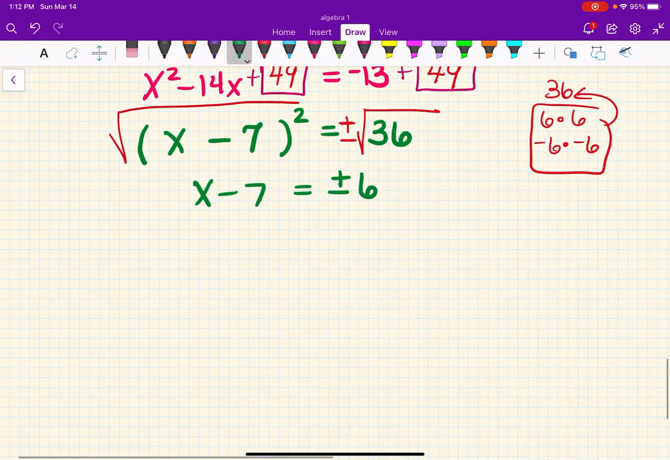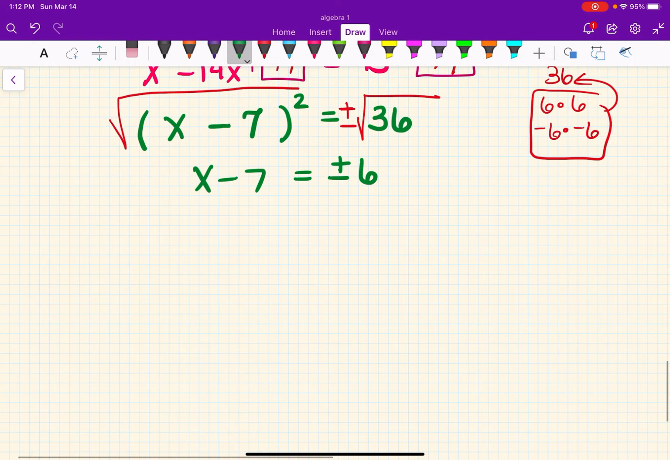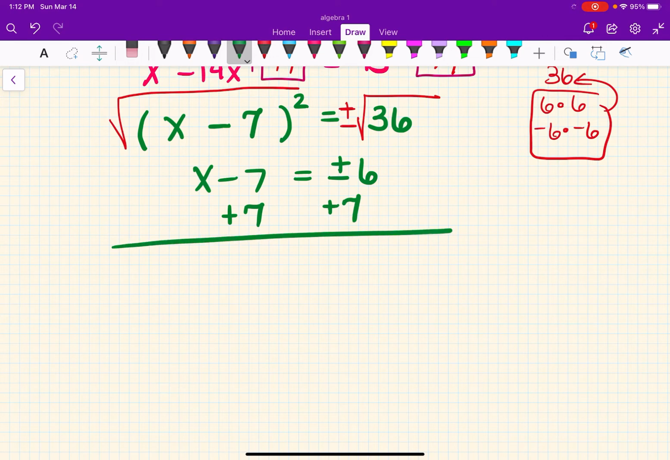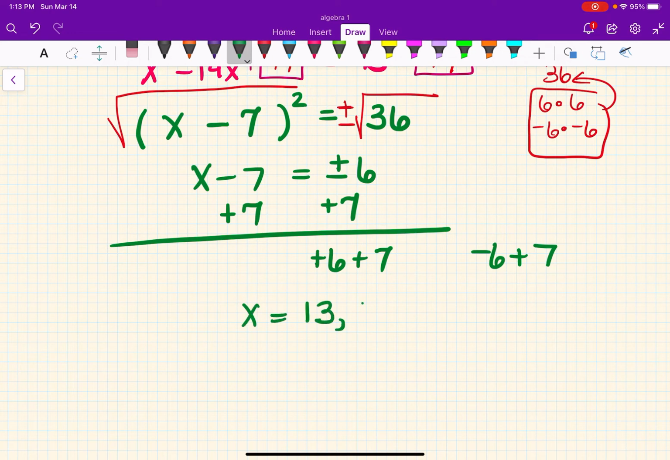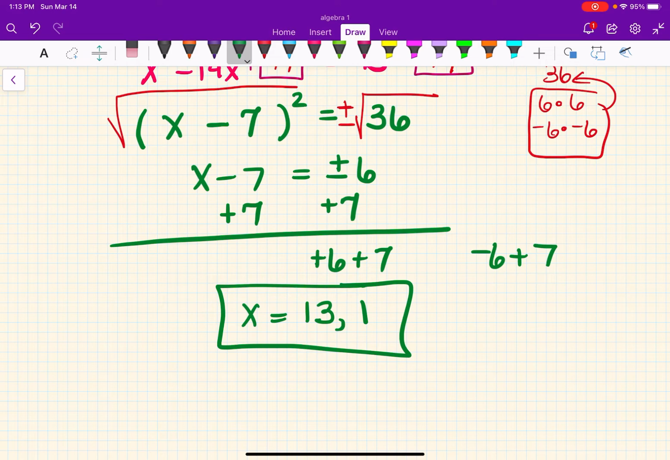Now we're not done. Last time we were done because there's no real solutions, but this one does. So this gets a little confusing, so pay attention. I'm going to add 7 to both sides. But I want you to split this up. Really what we have going on here is positive 6 plus 7, and then we have, let's make it like, a negative 6 plus 7. So I split that 6 up. So our two answers are going to be 13 and 1. This parabola crosses the x-axis at 13 and 1. It has two real solutions.